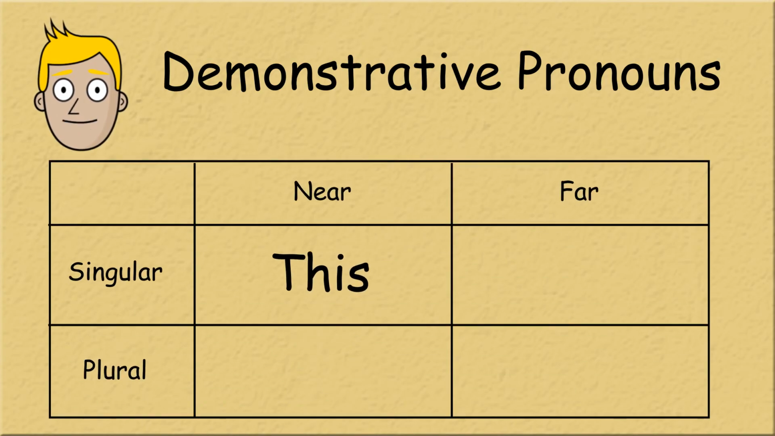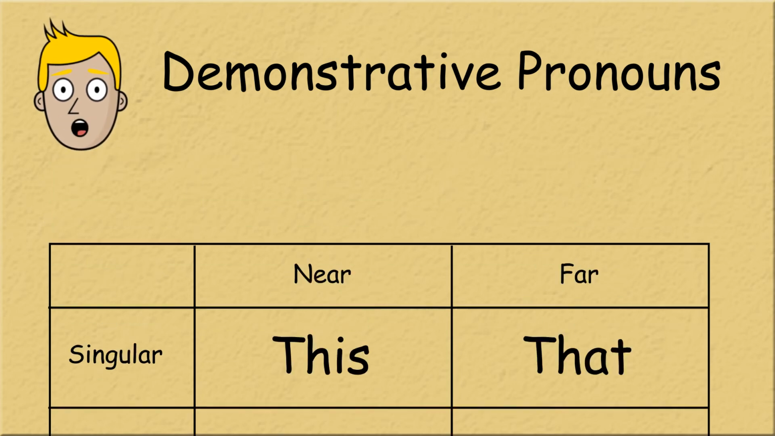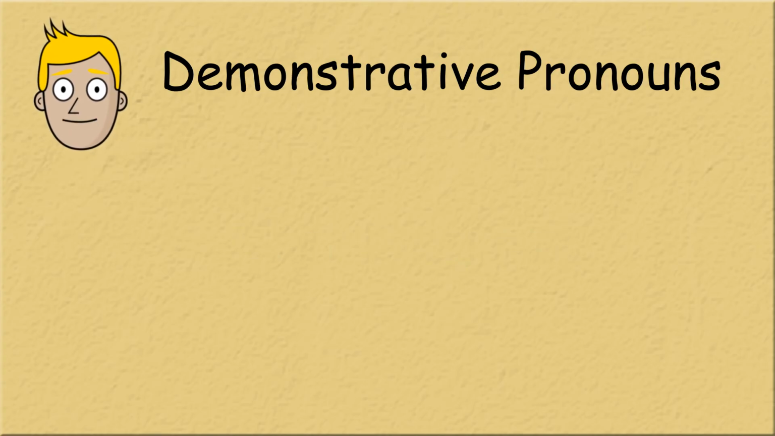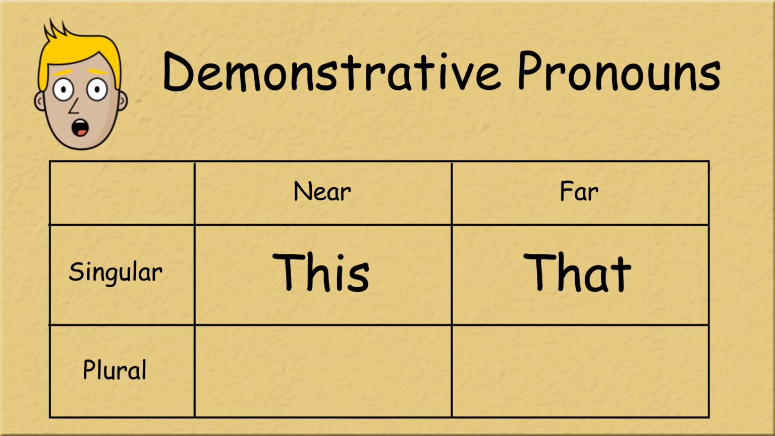On the other hand, if the object is far from you, but still singular, we can use the pronoun that. Let's use the same example. "That is my car." You can use this pronoun when referring to a noun in the distance. In both of these examples, we use the demonstrative pronouns as adjectives.